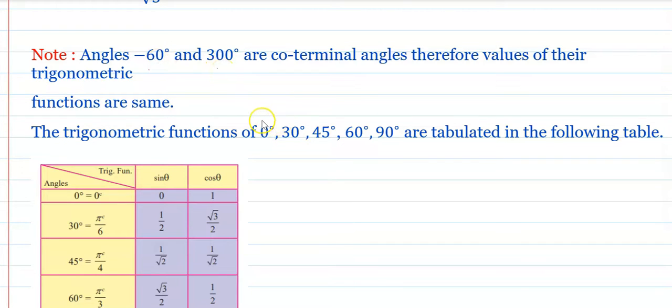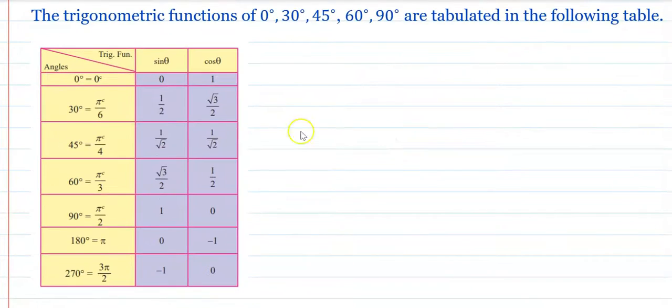Okay. Now trigonometric functions of 0, 30, 45, 60, 90 are tabulated in the following table. You have to remember these values.